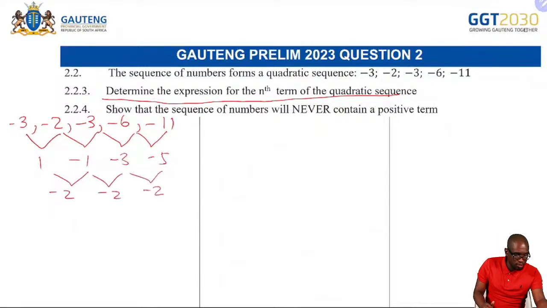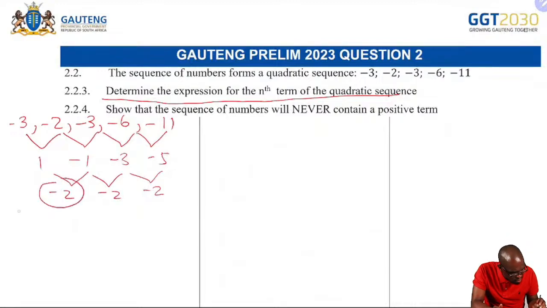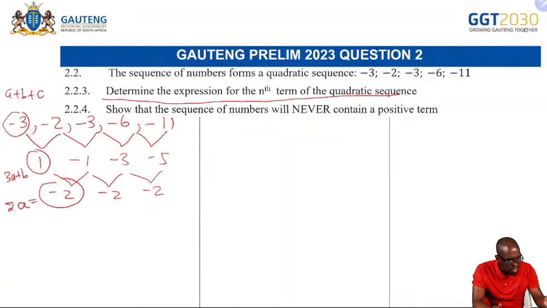So if we want to generate the nth term, there are many methods that you were taught. You stick to the method that works best for you. I would use this: the 2a is given by that, and then I would use this as the 3a plus b, and then I'll use this as a plus b plus c, and then from there, if I solve, I'll be able to find a, b, and c.